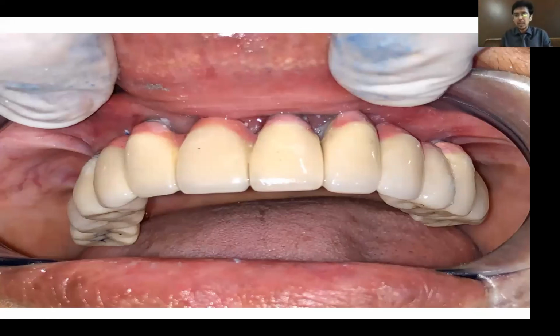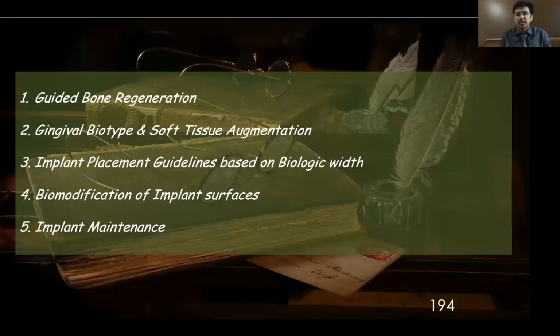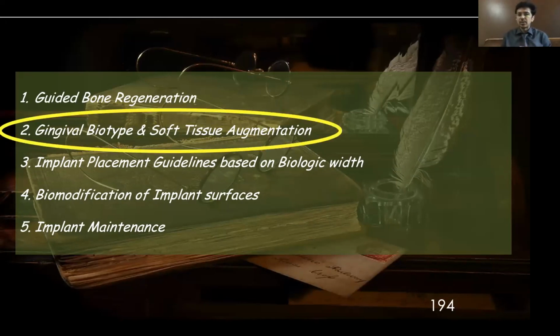So what I mean to say is, the point of this discussion, guided bone regeneration, bone graft and membrane will be part and parcel of your implant practice for the remainder of your life. Are you getting it? This you cannot let go. The second type which you are supposed to remember is gingival biotype and soft tissue augmentation. So is it clear up to here?